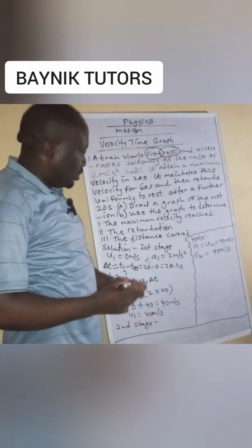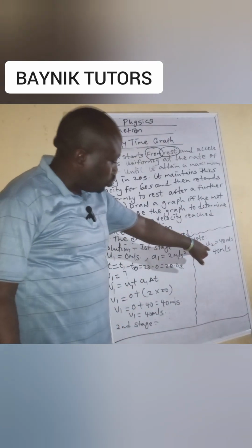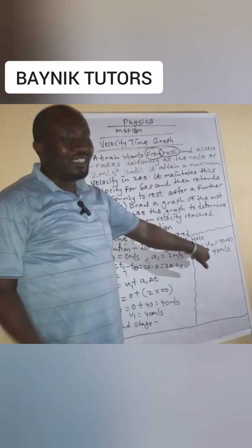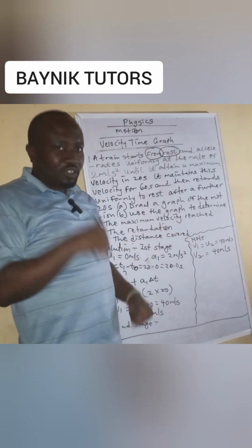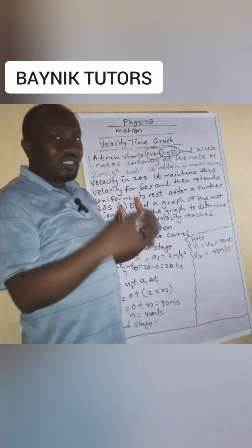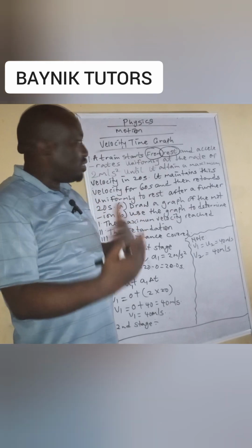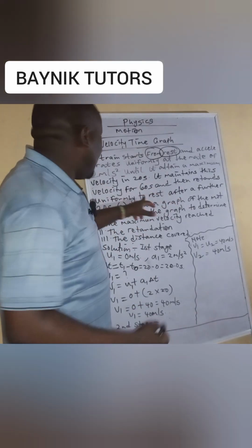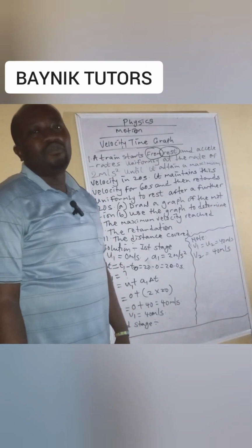Please take note of this. The final velocity of the first stage in motion will always be the initial velocity of the second stage. Then since there's no acceleration in that second stage, they said it maintains this velocity for 60 seconds. That means the final velocity will still remain 40 meters per second.